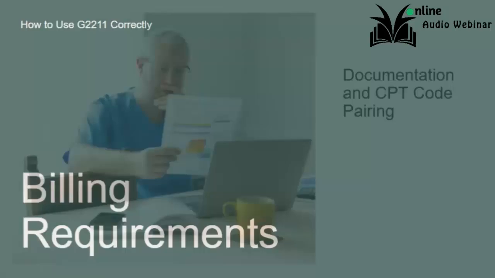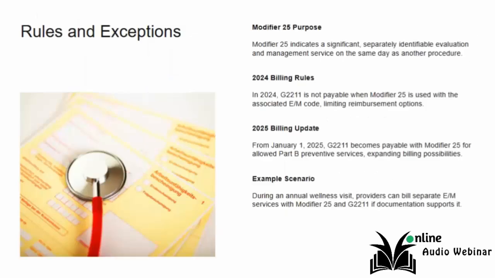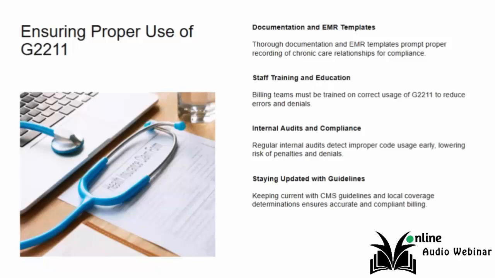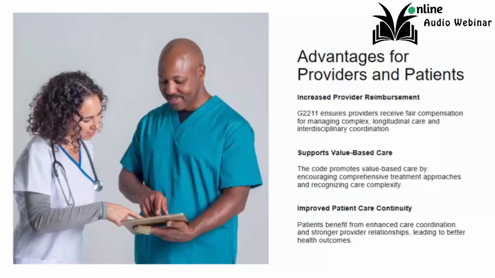So let's dive into some of the billing requirements. Can I use G2211 in addition to modifier 25? So let's talk about compliance, documentation, and EMR templates. Some of the advantages here.